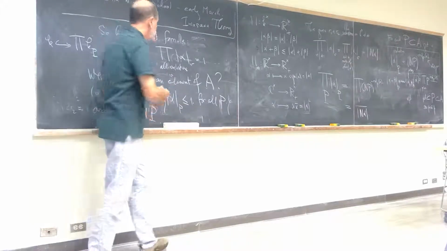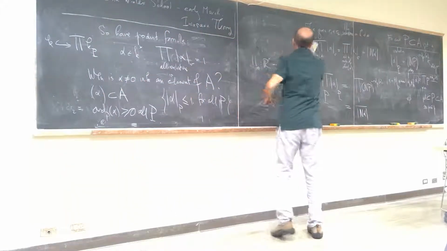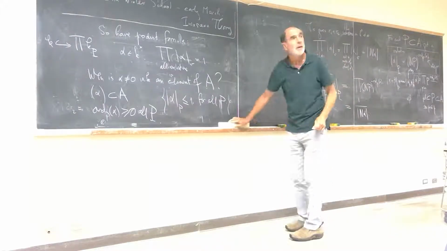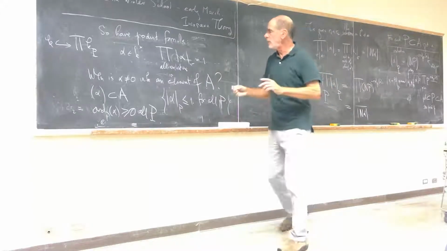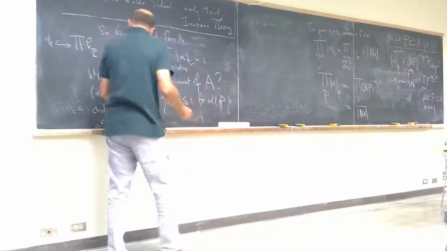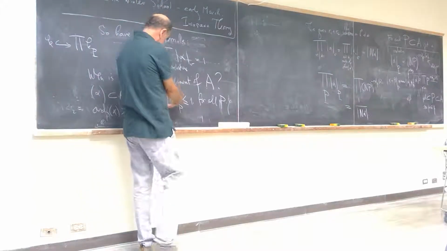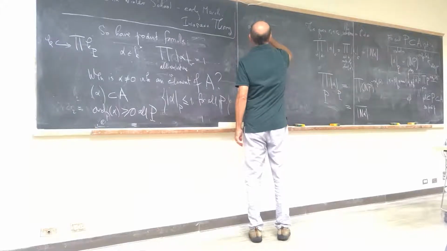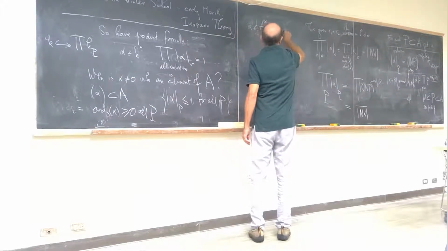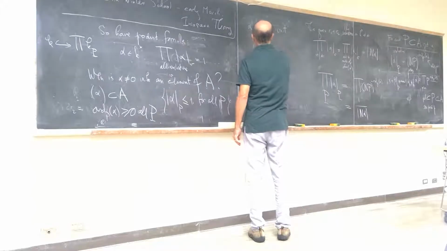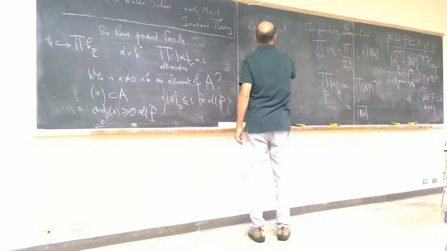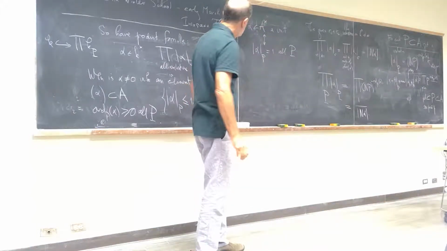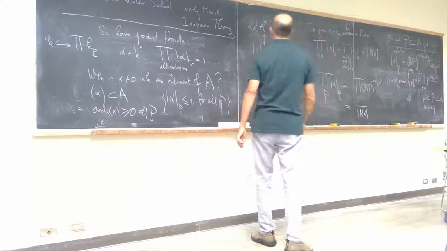Okay? What about being a unit? Well, something is a unit if it's not only an element in A, but its inverse is in A. But the inverse of this is 1 over alpha. So we find that alpha is a unit if and only if the valuation of alpha at P is equal to 1 for all primes P. Namely, it generates the unit ideal.